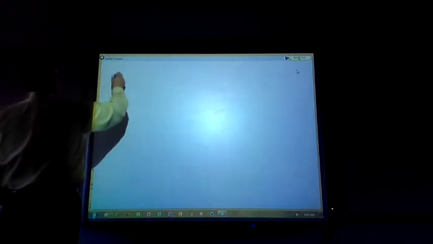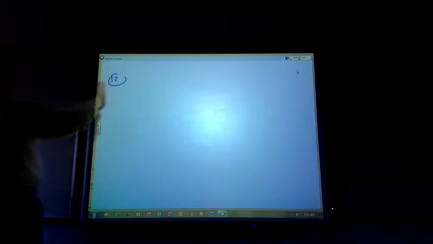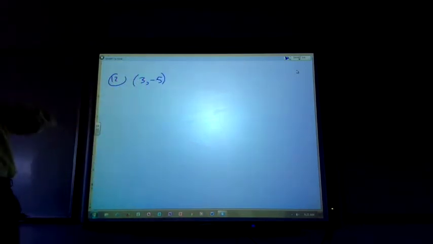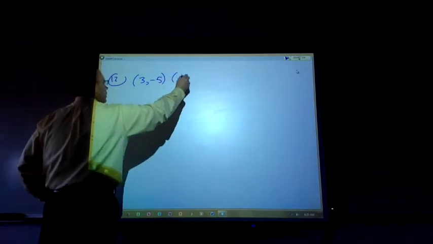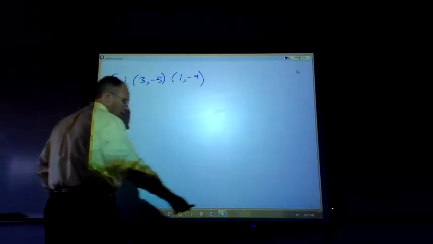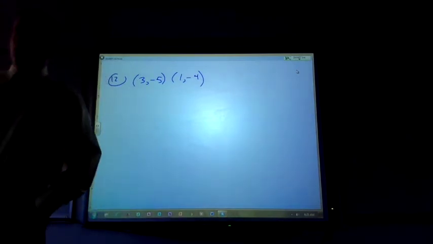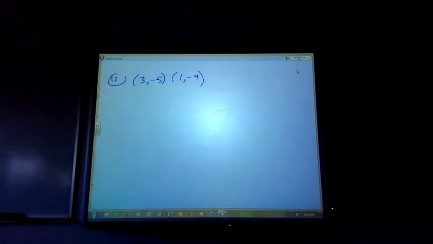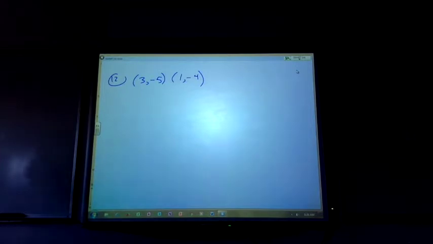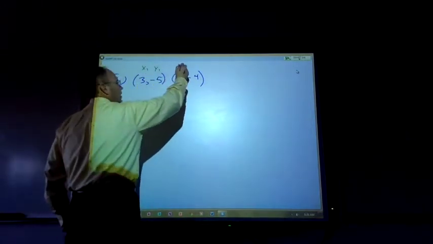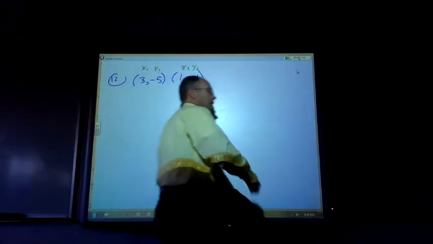12? So we have 2 points. Okay. So that's 3, negative 5 and 1, negative 4. Alright, I want to go slow through these. We will do this over and over and over again. This honestly is a great thought process skill to get through. So, label x1, y1, x2, y2. This is completely the same.